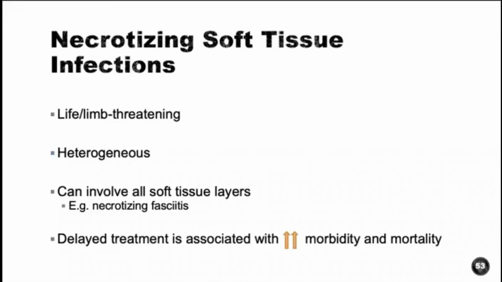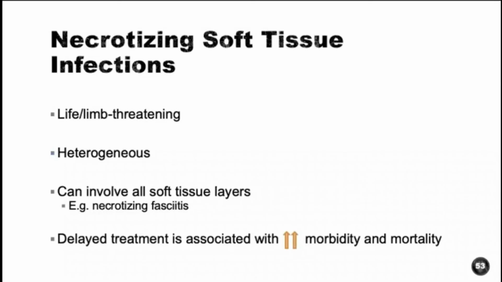The necrotizing soft tissue infections are a heterogeneous group of life and limb-threatening infections, and they can involve all soft tissue layers, including skin, subcutaneous tissue, fascia, muscle, even bone. And the most common one that I'm sure you've heard of is necrotizing fasciitis, but it's important to understand that this truly is a spectrum, and that you can have necrotizing infections like pyomyositis and other degrees of soft tissue involvement that are equally severe.